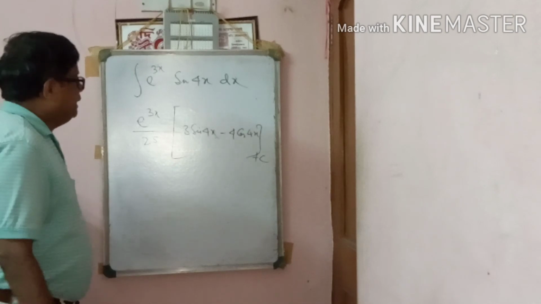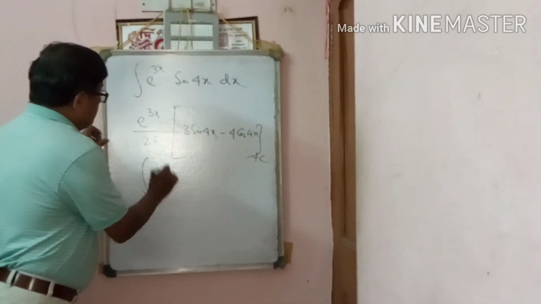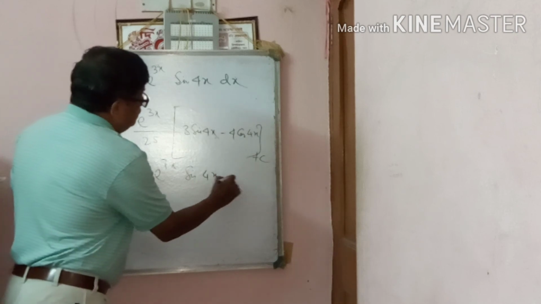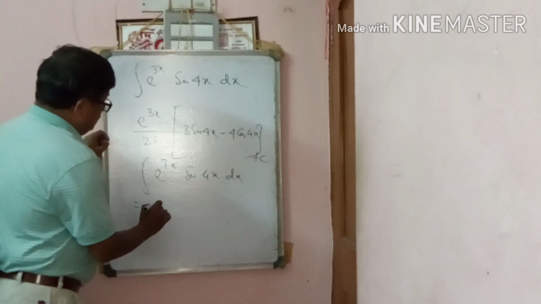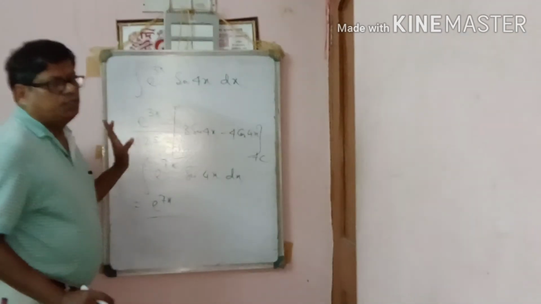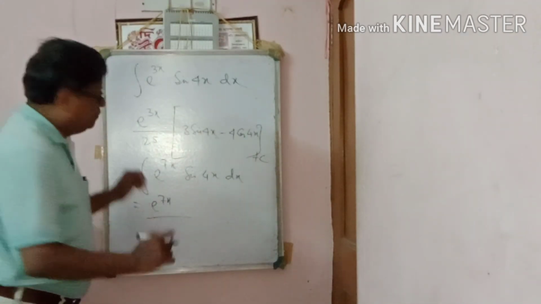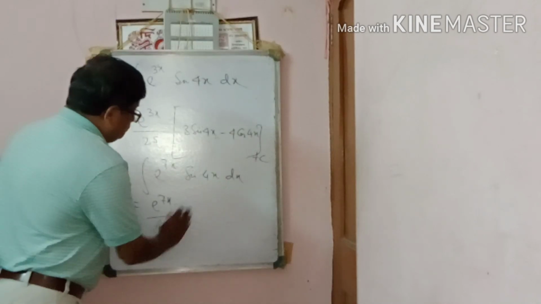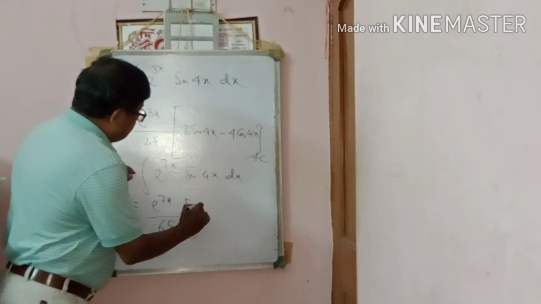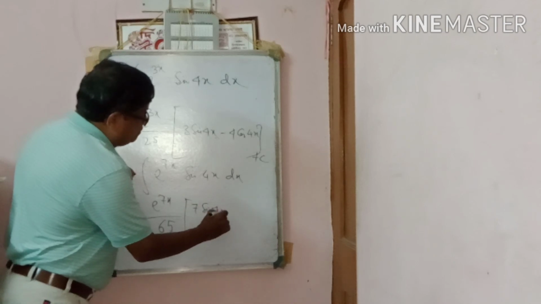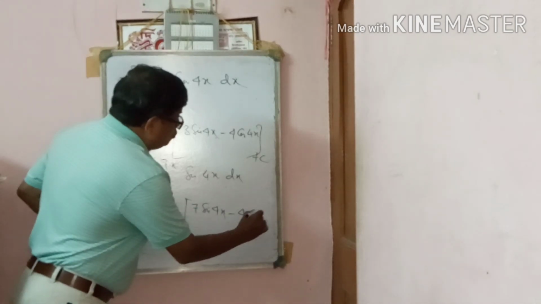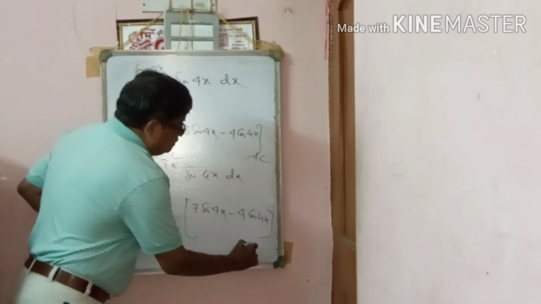Again, suppose e to the power 7x sin 4x dx. So write e to the power 7x by 49 plus 16, 49 plus 16 is 65. So write 65. Here 7 is there, so 7 sin 4x, this 4 is coming outside, so minus 4 cos 4x plus c, direct answer.